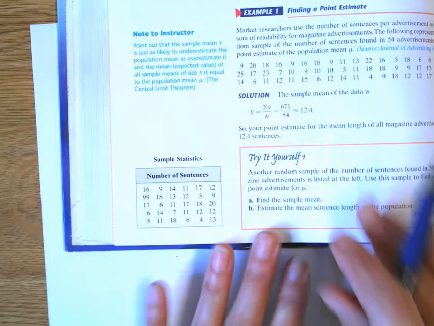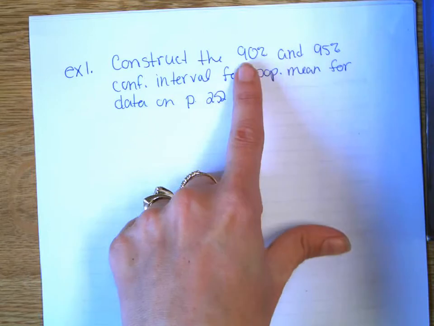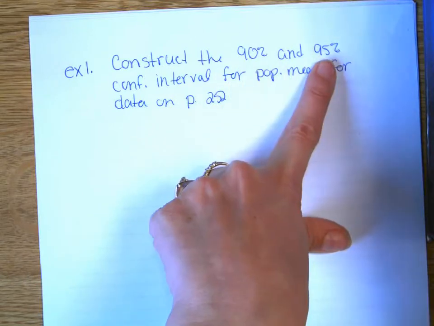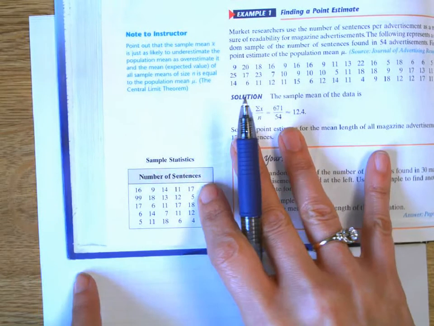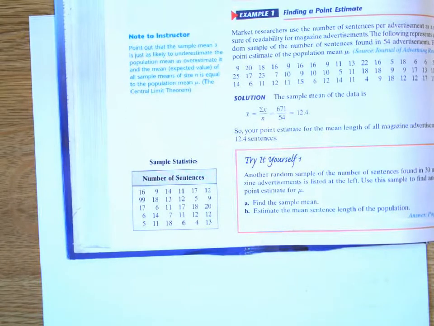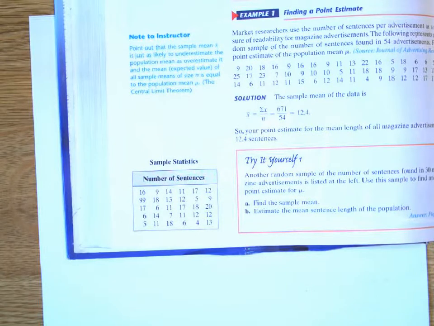Okay, and we want to find the 90% confidence interval and the 95% confidence interval. And what we're going to be finding is, for all magazine advertisements, we're going to be able to find a range for the average number of sentences per ad. So that's important to know.